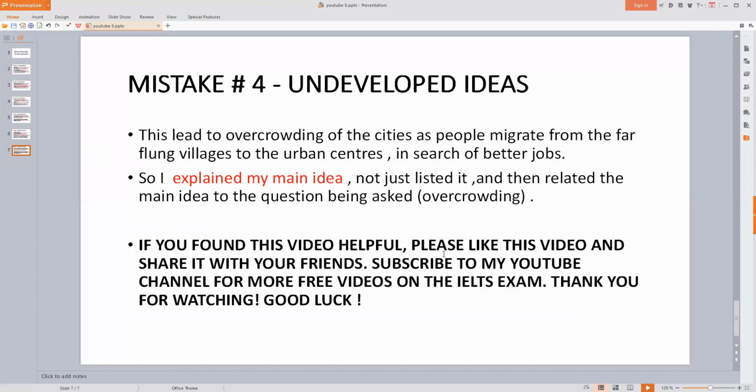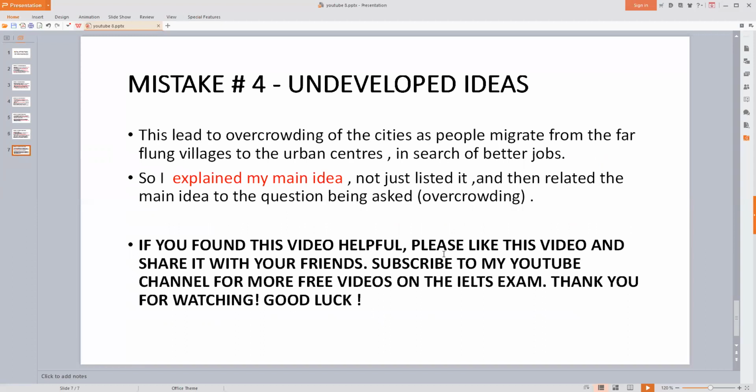So here it is. I say this leads to overcrowding of the cities. So how does it lead to it? Because people migrate from the far-flung villages to the urban cities or centers in search of better jobs. Do you see what I did? I explained my main idea, okay, not just listed it, and then I related my main idea to the question that was being asked. And the question was about overcrowding.